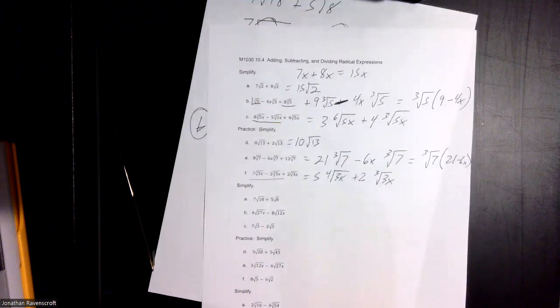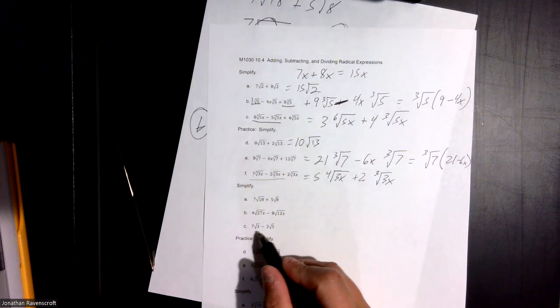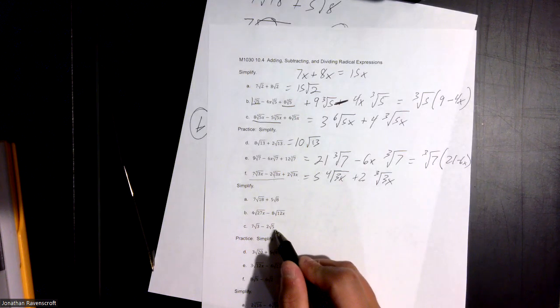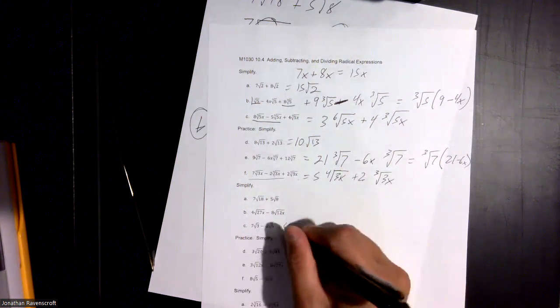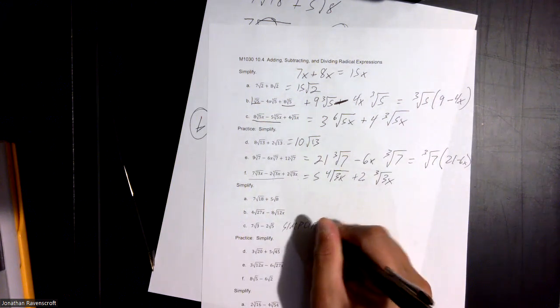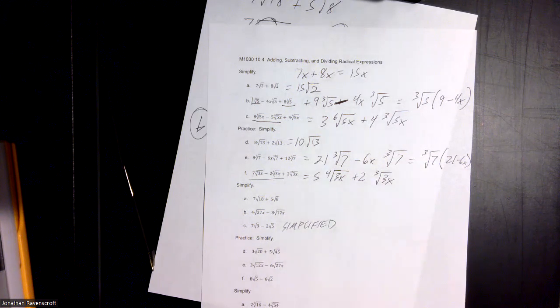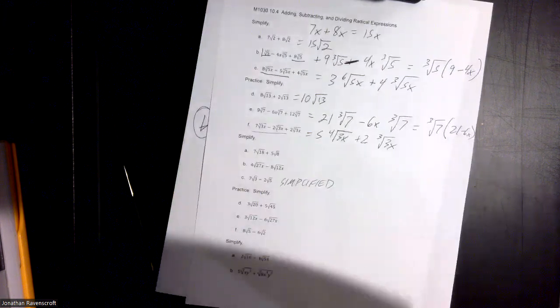Okay, now look at this one. 7 radical 3 minus 2 radical 5. Well, there's no way to simplify that. That is simplified. We can try, but sometimes they just don't go. So that's already in simplest form. Try out the practice problems. They'll work out the same way.